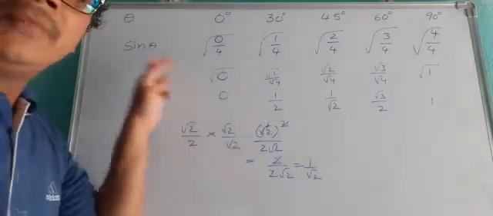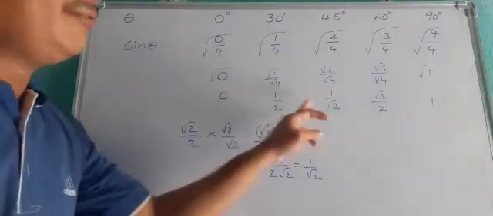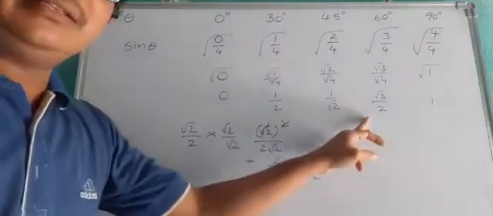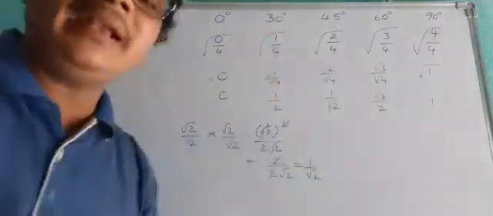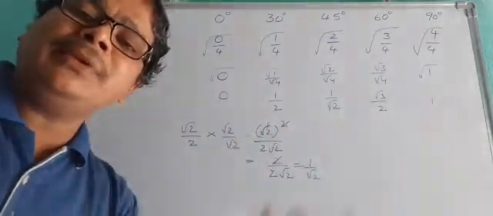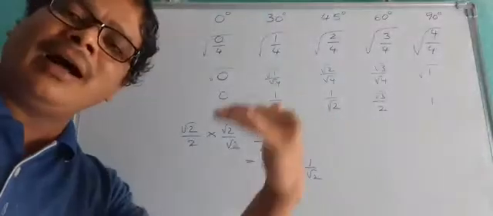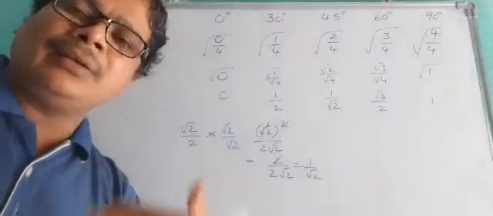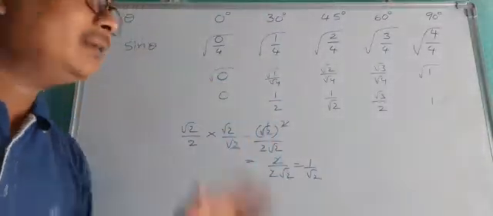Sine 0 is 0. Sine 30 is 1 by 2. Sine 45 is 1 by root 2. Sine 60 is root 3 by 2. And sine 90 is 1. If you remember all these values, automatically you can write everything: cos, tan, cot, cosecant and secant also. So what are they?